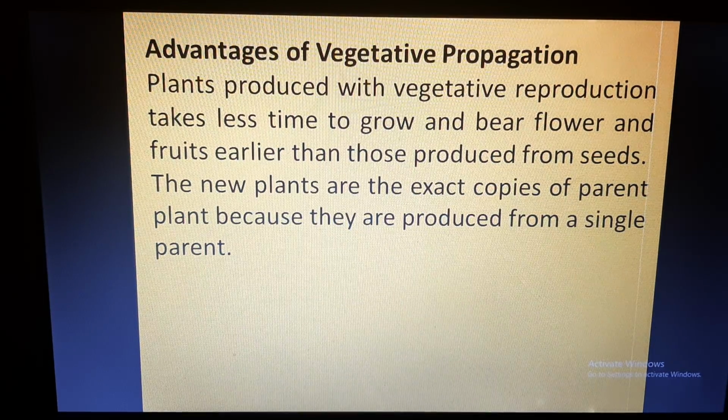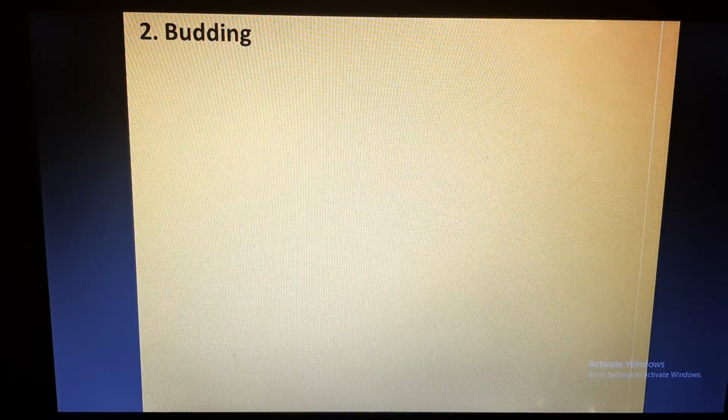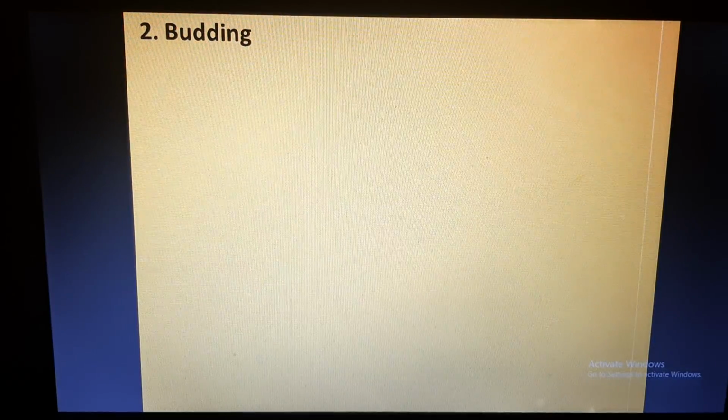And the new plants are exact copies of the parent plant because they are produced from a single parent. So the second parent is not involved. Therefore, if you want to maintain the quality of a good plant, you can maintain it. So these were the advantages of vegetative propagation. In the next lecture, we will be discussing budding.